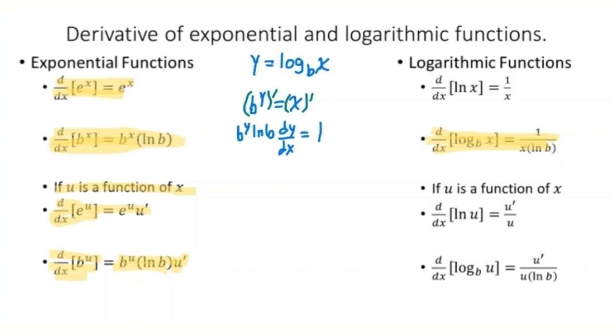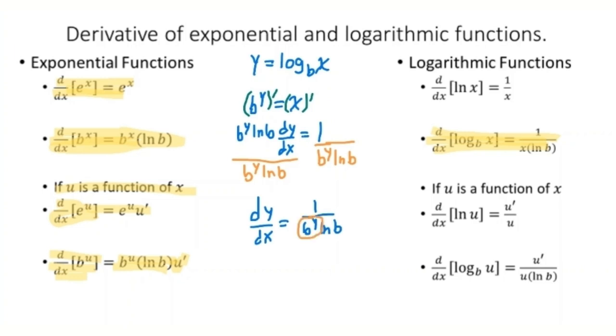From there, we can divide both sides by b to the y natural log of b. The left-hand side becomes dy dx, while our right-hand side is 1 over b to the y natural log of b. In previous problems with implicit differentiation, we did keep it in terms of y and x. But here, because I'm trying to find a derivative rule that I'm going to use over and over again, I do want to write my dy dx completely in terms of x.